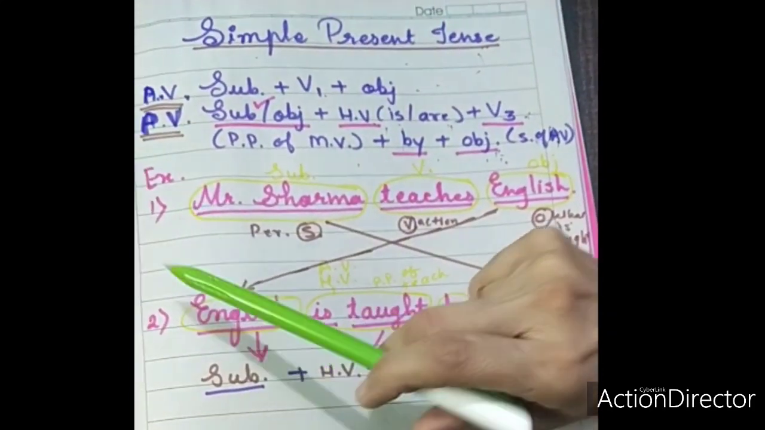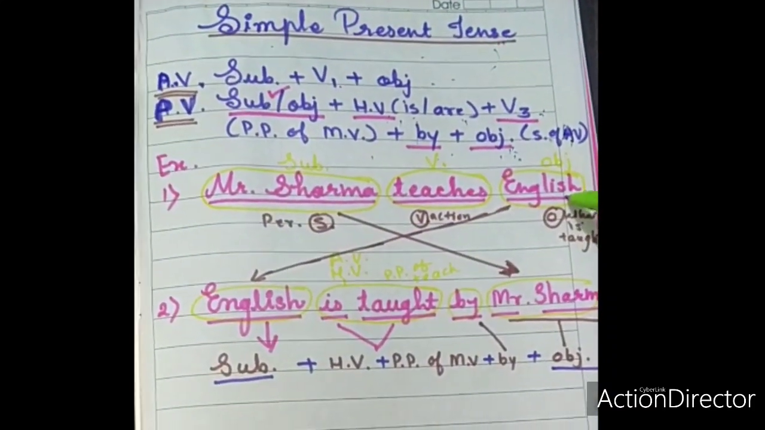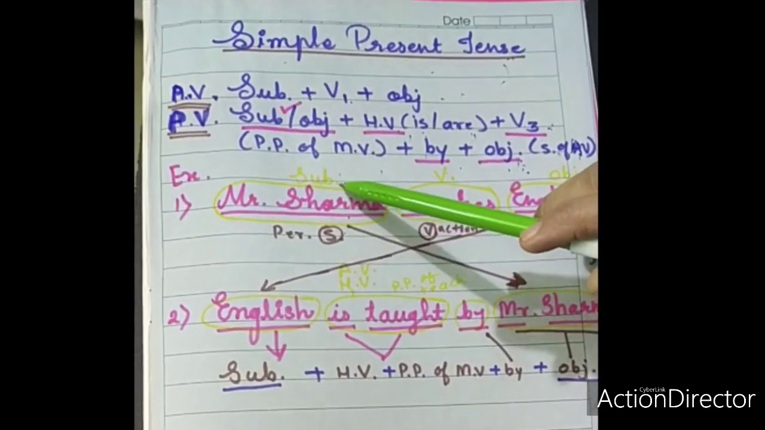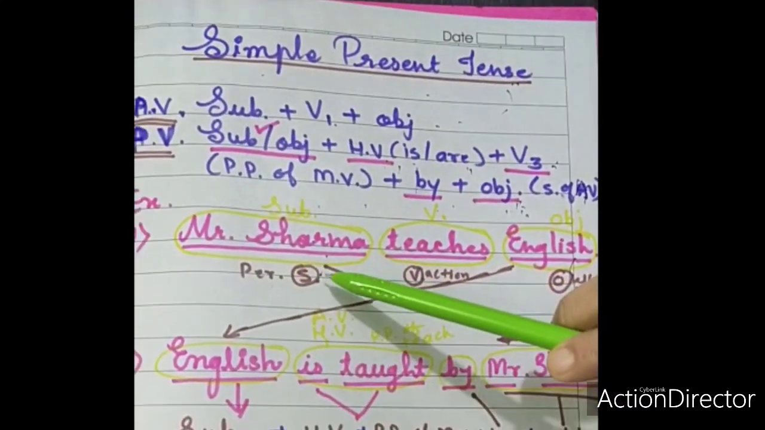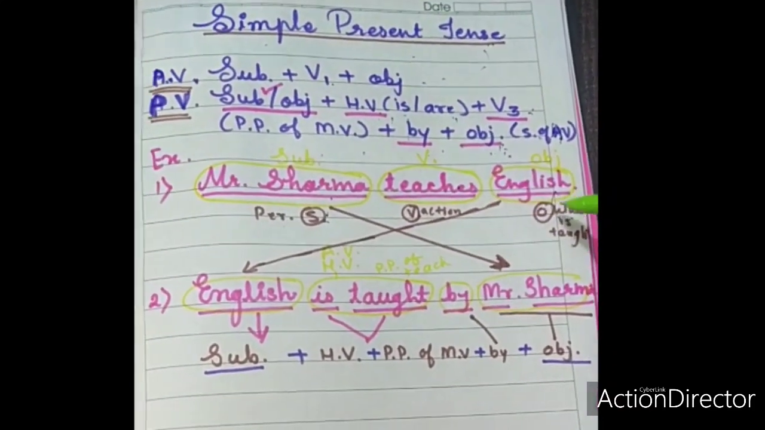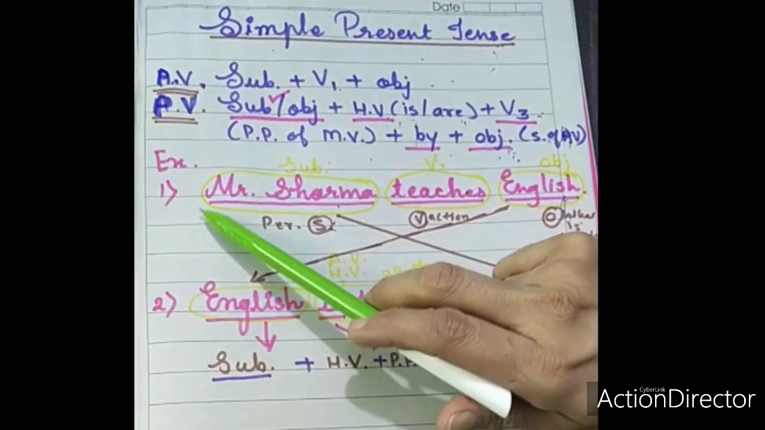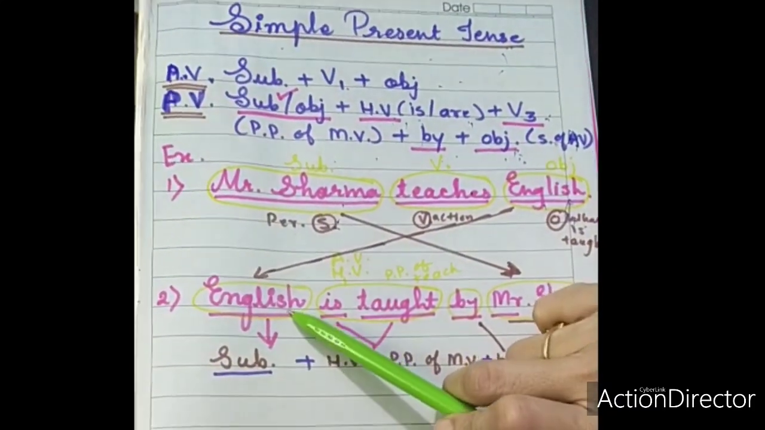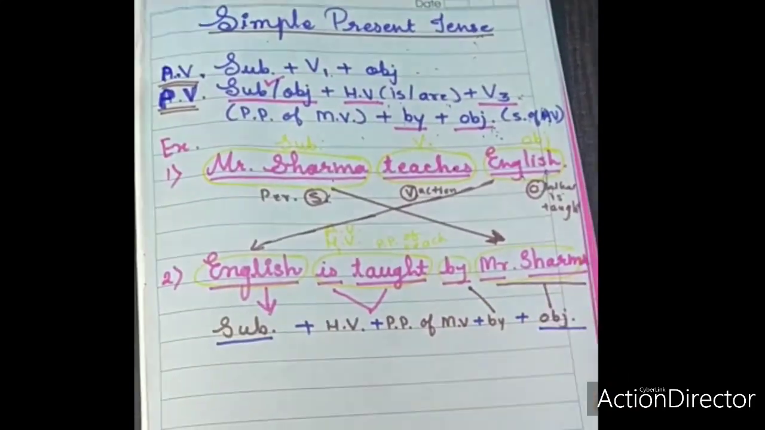Now see the example. Number 1. Mr. Sharma teaches English. You can see here Mr. Sharma is the subject in this sentence. This means that he is performer of an action. Which action? Action of teaching. And the object is English. When we convert the sentence from active to passive voice, this object will be used first. And it will be subject of passive voice.